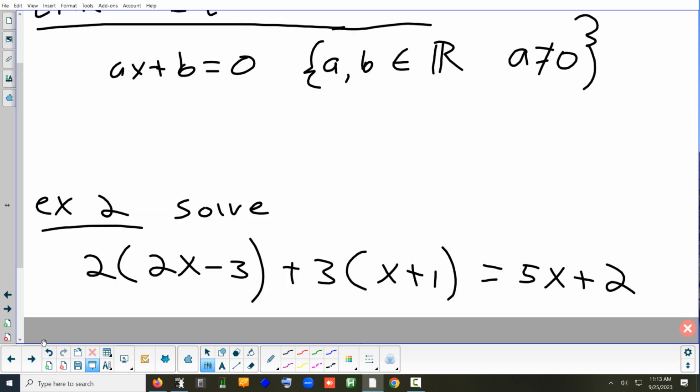So that's a linear equation. It doesn't look like ax plus b equals 0, but if you do some distributing, combining, and moving, you could make it look like that. Right, so let's solve it.